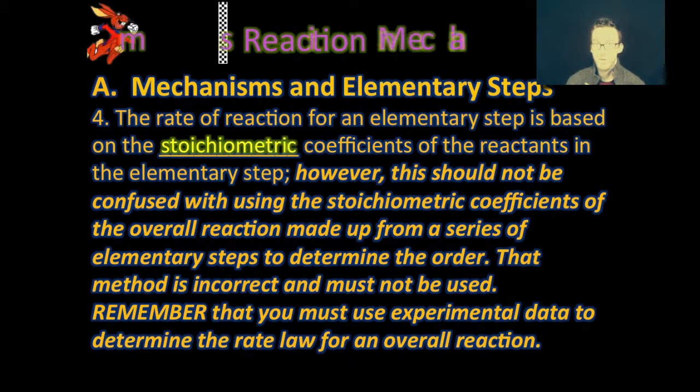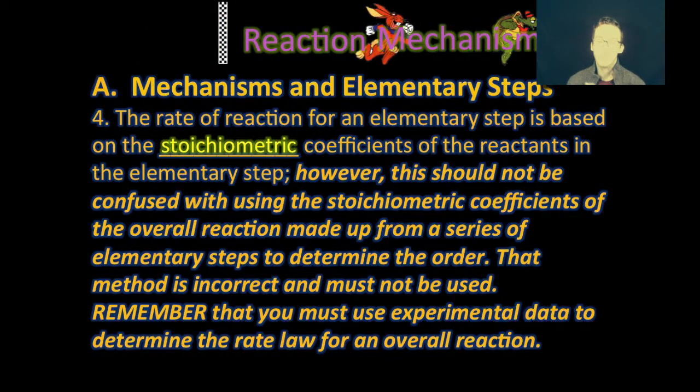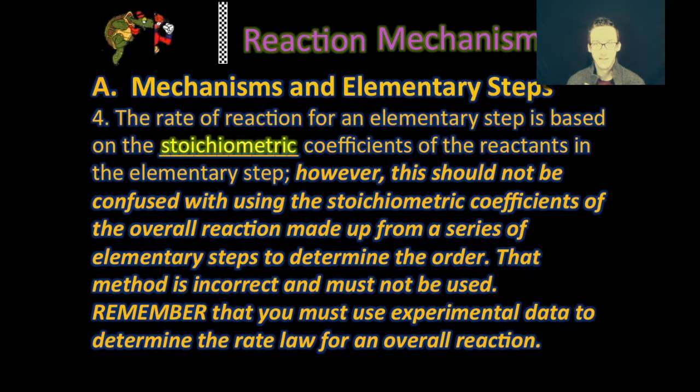Okay, now it's important to note that the rate of reaction for the elementary steps is based on the stoichiometric coefficients of the reactants in that elementary step. However, and I cannot stress this enough, it's a mistake that's going to happen: you want to use stoichiometry and the coefficients in the balanced chemical equation to write your rate laws for the overall reaction. It's so tempting to do, but remember that the rate law for the overall equation has to be determined experimentally. It's only when we have the elementary steps that we can use those stoichiometric coefficients. So keep that in mind, watch out.